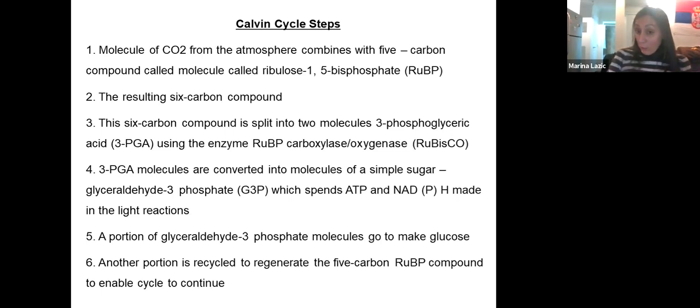G3P, I believe you already know, is a typical central carbon metabolism product. So one of the G3P molecules is used to create glucose, a fuel, while the other portion is recycled to regenerate the 5-carbon RuBP. Why do we need RuBP, or ribulose 1,5-bisphosphate, recycled? We need that 5-carbon compound that will be able to capture another carbon dioxide so the whole cycle can operate.